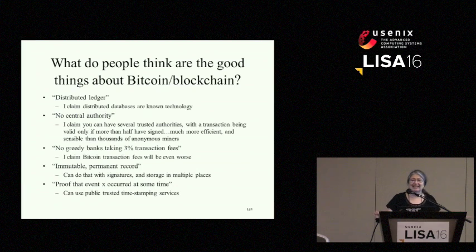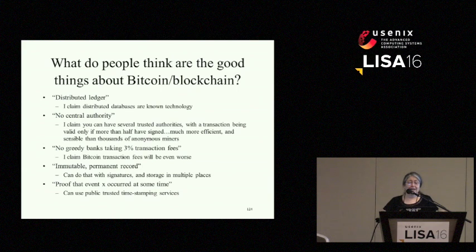Because there are enthusiasts, and they say, well, it's a distributed ledger. It's not just in one place. I claim that people know how to store things in more than one place. There's no central authority. And I claim if you wanted to do something sensible, have several trusted authorities. So instead of one bank, have 20 banks, with maybe some from different countries. And a transaction is valid only after a majority of those have signed off on it. That's perfectly reasonable technology. No greedy banks taking 3% transaction fees, and I claim Bitcoin transaction fees will soon be much worse.